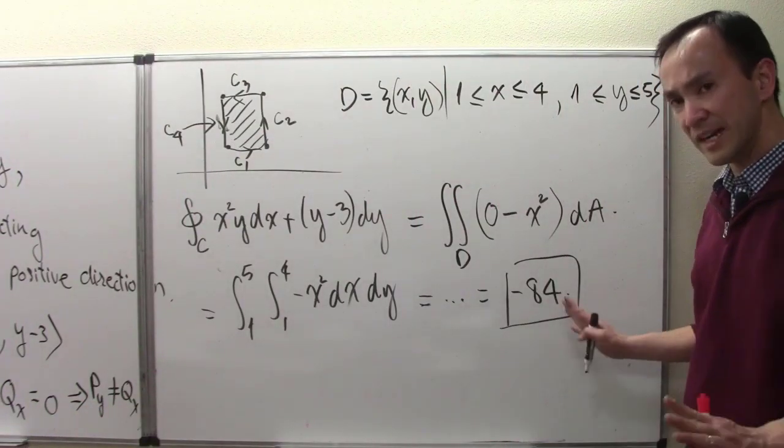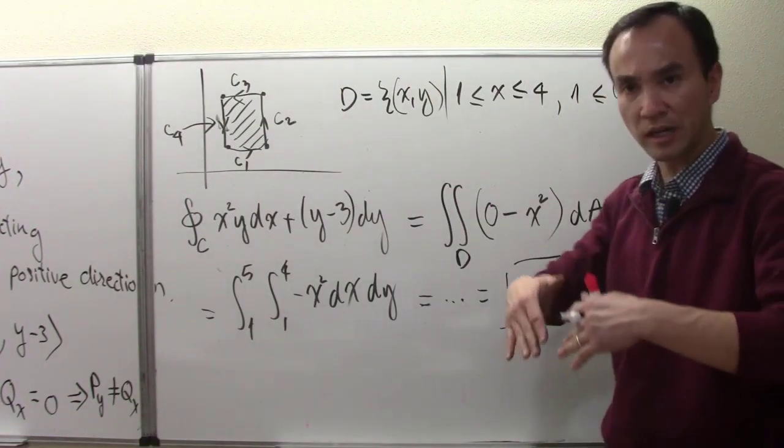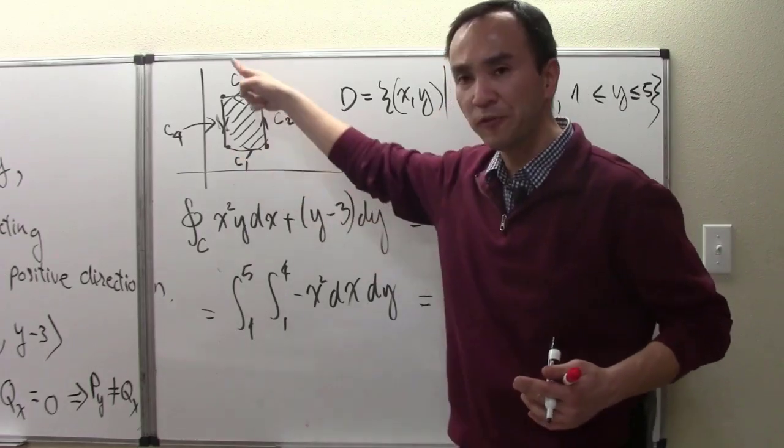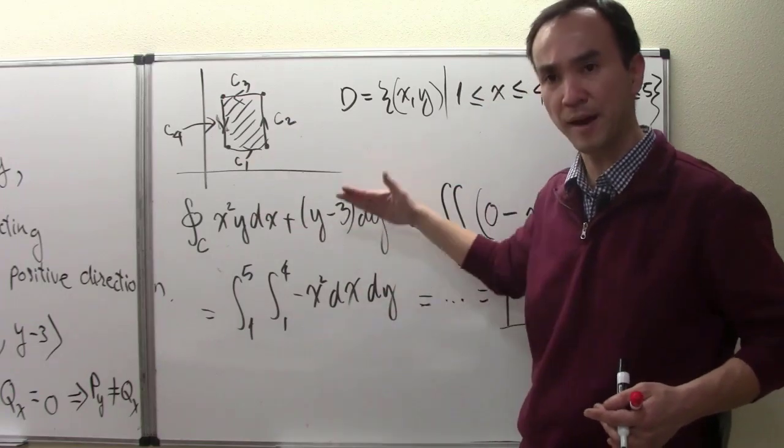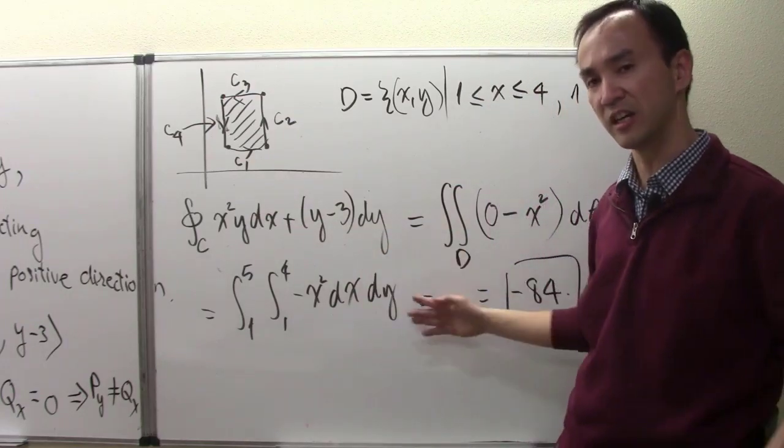All right, so that's how easy it is. Instead of going the lengthy route by breaking it up into 4 separate line integrals along 4 paths right here, it's all in one package using Green's theorem. We got it done in a couple of steps.